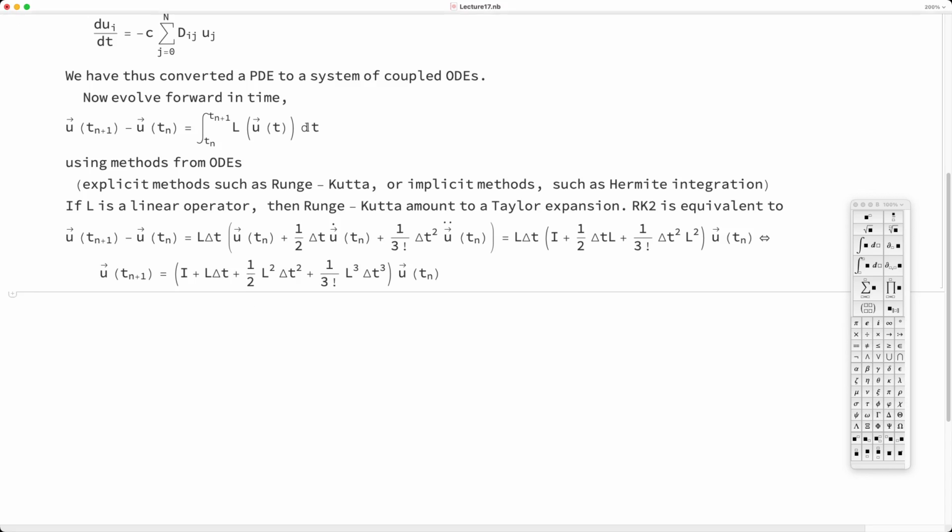Okay, so with that in mind, let's consider some Gaussian initial data. So let's consider a function f of x.